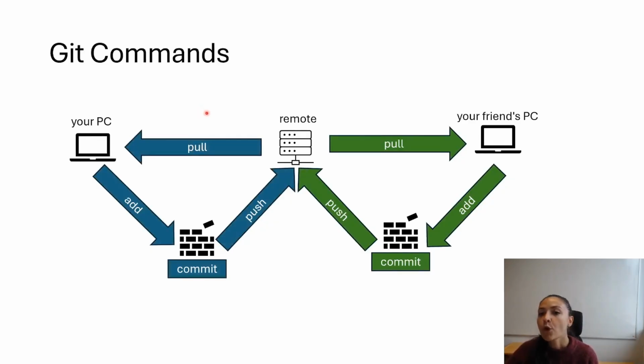When you have more people, it is pretty much the same for them. They can add their changes, commit those changes and push to the very same server, and they can pull from the same server to their PC. This is what allows you to collaborate at the same time on the same code.